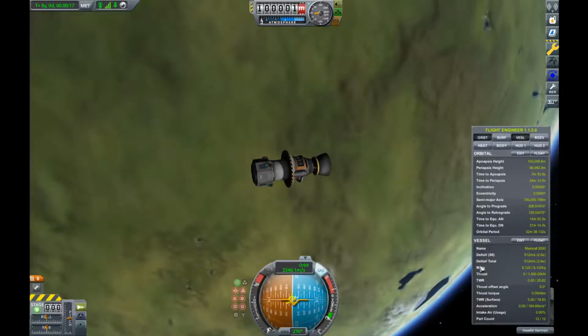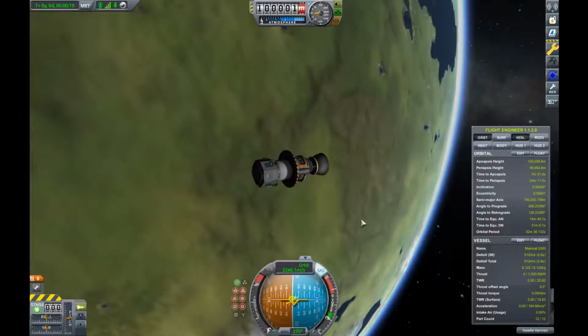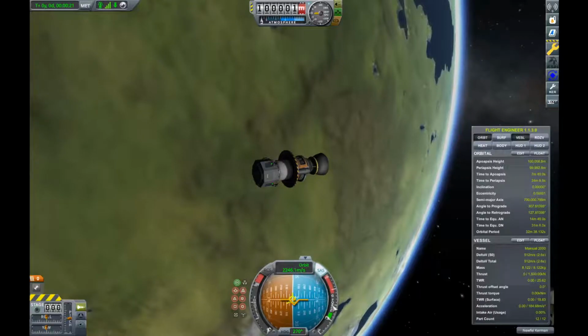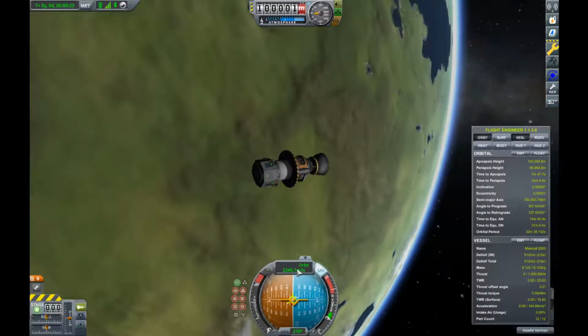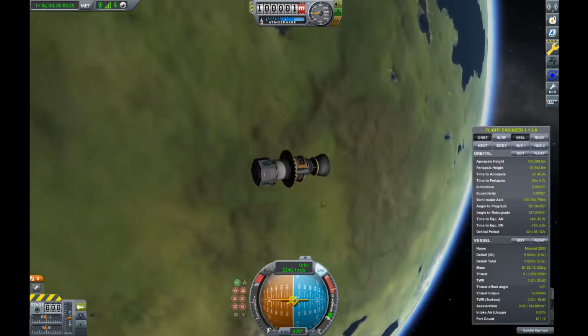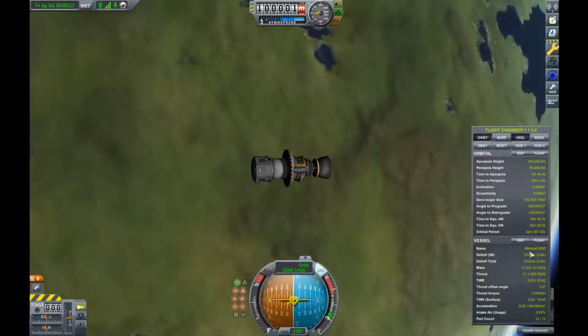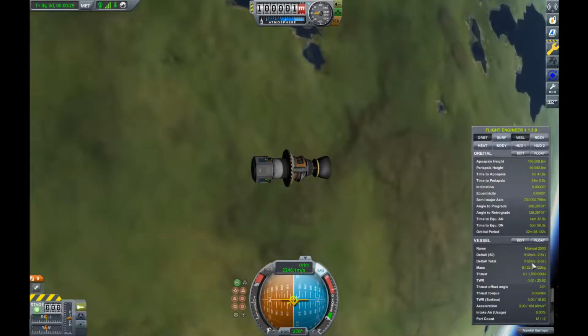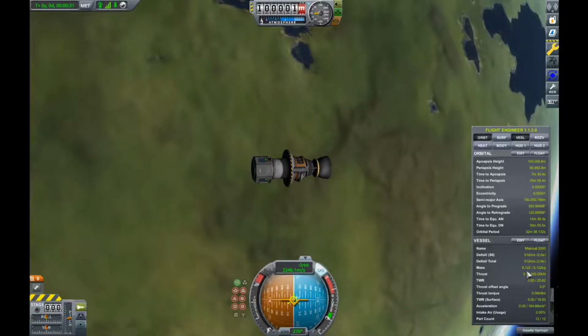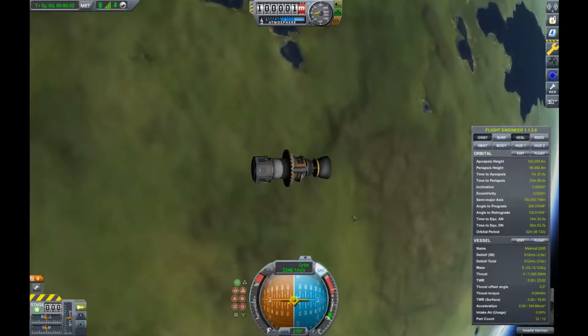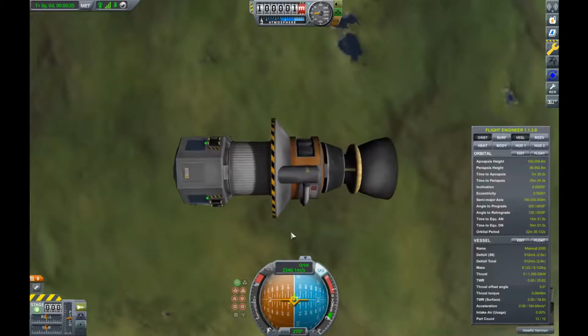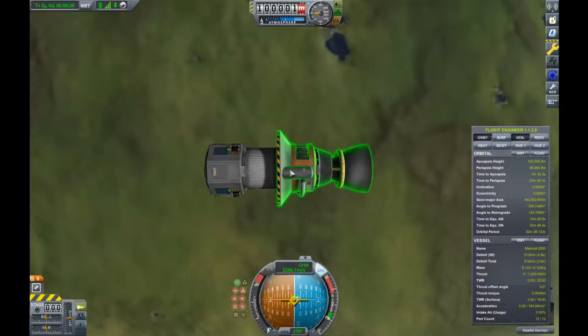Okay, so here we are again. Exact same orbit and exact same orbital velocity, of course. And we also have the same amount of delta V. We have 512 meters per second of delta V. Now, of course, the thing that's different is this craft is much bigger.